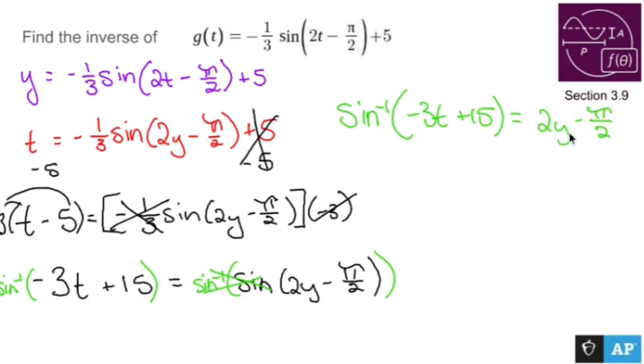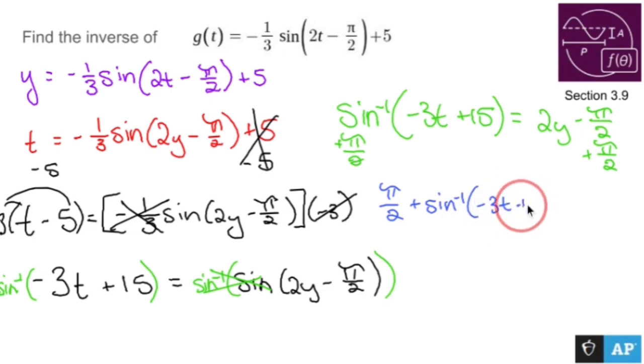Okay, in order to get y all by itself, I have to add pi over 2 to both sides. So let's add pi over 2, which doesn't combine to anything here. So that leaves me with pi over 2 plus the inverse sine of negative 3t plus 15 equals 2y. Last step is divide everything by 2.